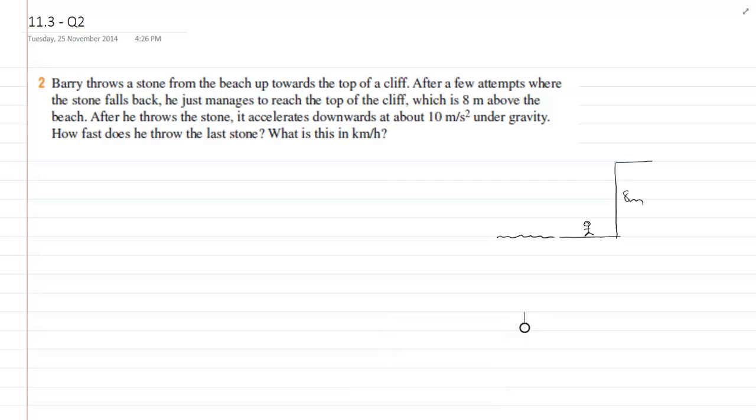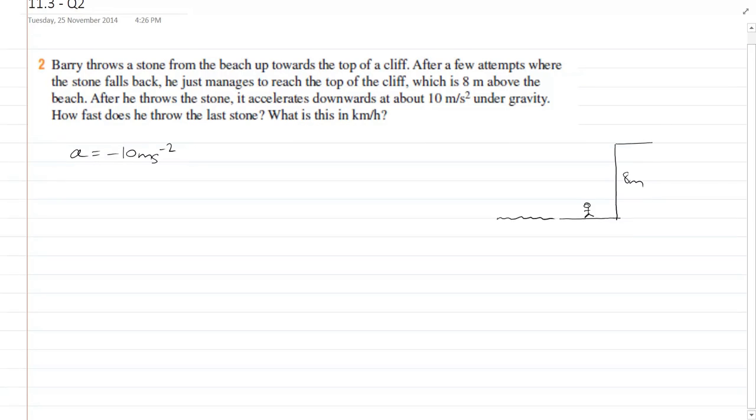So we know it's 8 meters. He's thrown the stone, it's just reached its pinnacle after 8 meters. It accelerates downwards at about 10 meters per second. So the acceleration equals negative 10 meters per second squared. How fast does he throw his last stone? So we want to know the initial velocity.